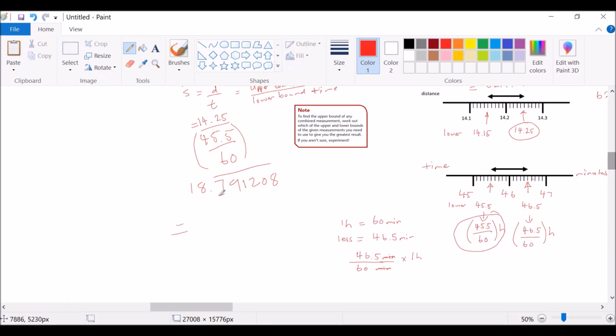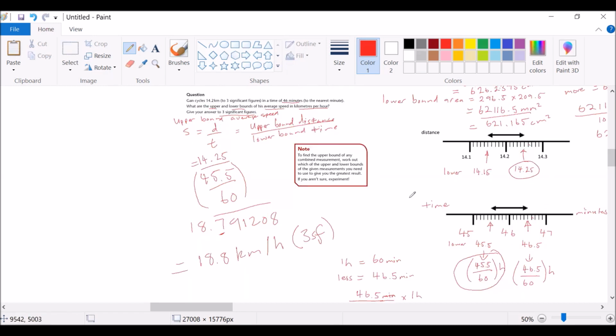We are only interested in 3 significant figures. Third significant figure is 7, so we look at 9. Ask ourselves, is 9 greater than 5? Yes, it is, so we increase this one, which will give us 18.8 kilometers per hour. 3 significant figures. Don't forget to specify your accuracy.